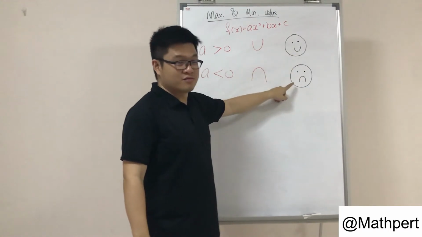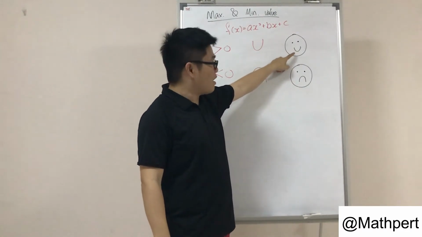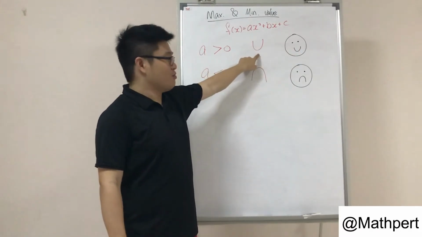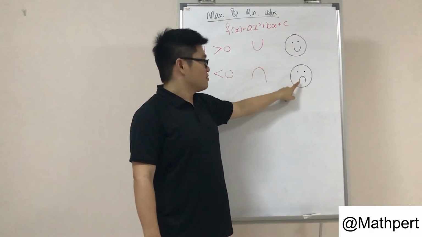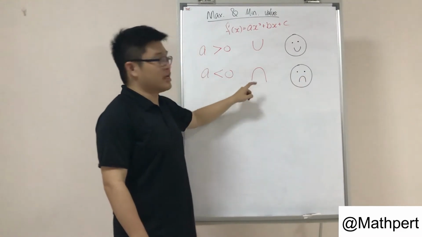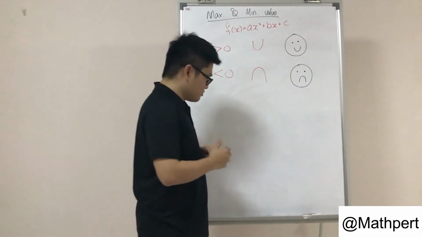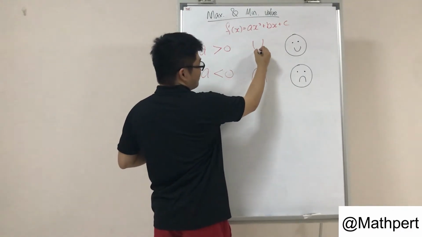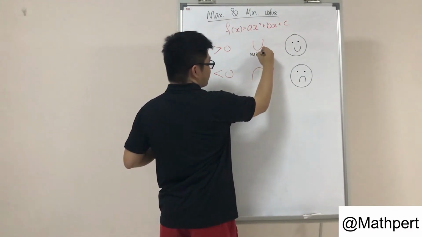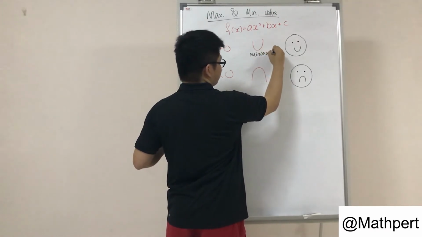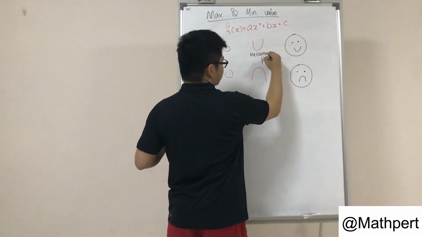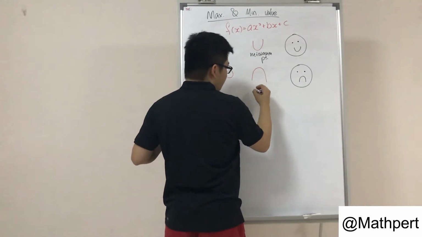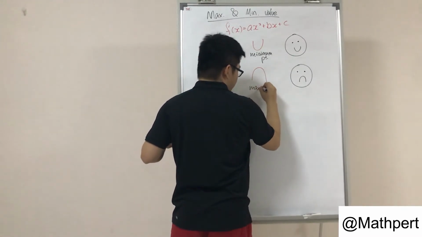Notice the mouth. When you're happy, you smile. It's a U shape. And when you're sad, your mouth is an N shape. And when it's a U shape, it's a minimum point. And when it's an N shape, it's a maximum point.